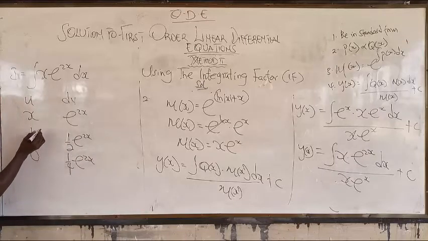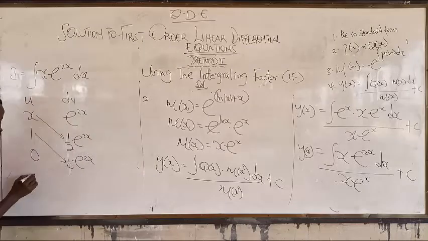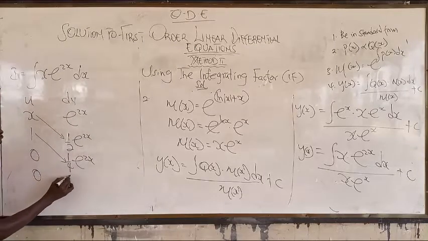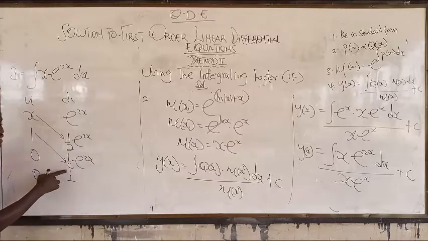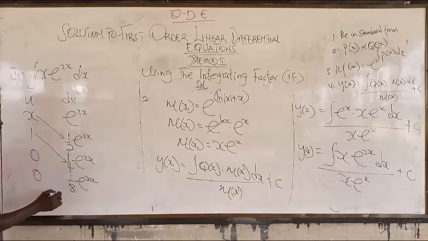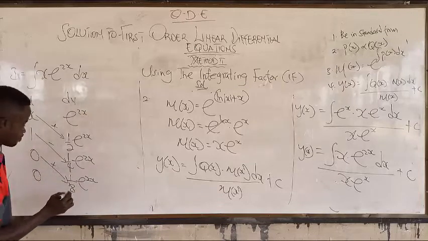Then when you are done, this will multiply this. This will multiply this. Now, if you want to go further, here will be 0. And if you want to go again, here is going to be 1 over 4 times 2, which is 8, e raised to the power 2x. And this 0 will multiply this, alright? So we have plus, minus, plus.